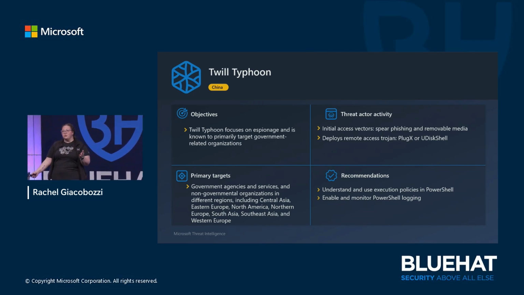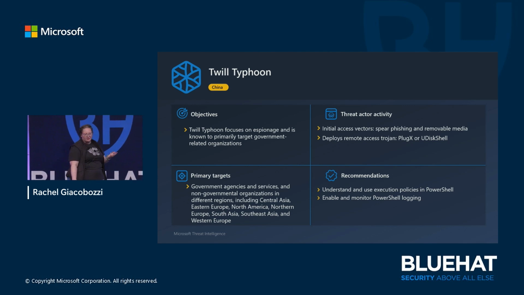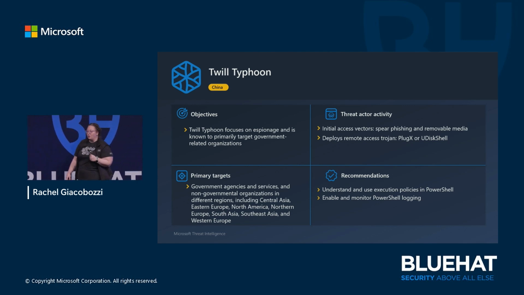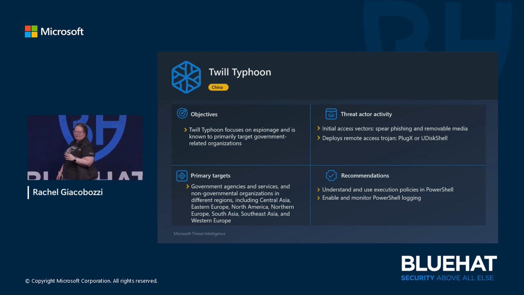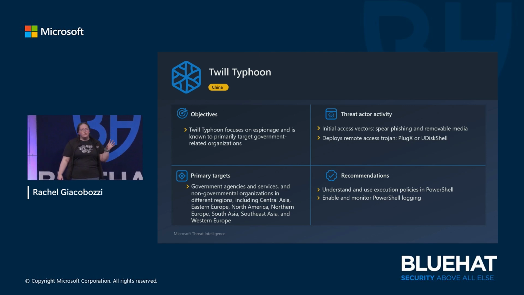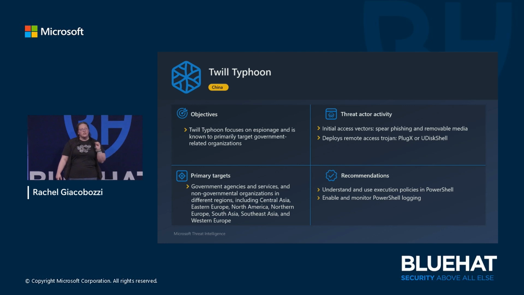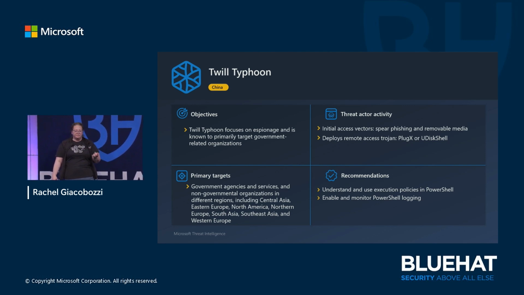We're gonna start with Twill Typhoon. Twill Typhoon is a China-based threat actor that focuses on espionage. They primarily target government-related organizations around the world. And they're known for targeting victims with malware on removable media or using phishing emails that contain a malicious link or malicious attachment. They typically deliver remote access Trojans like PlugX or UDisk. And to maintain persistence, we see them use Windows scheduled task.